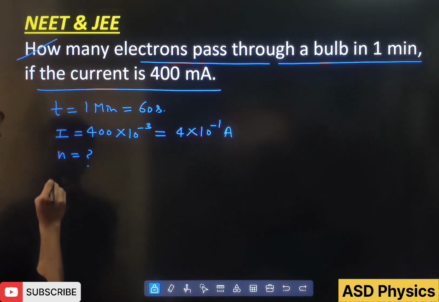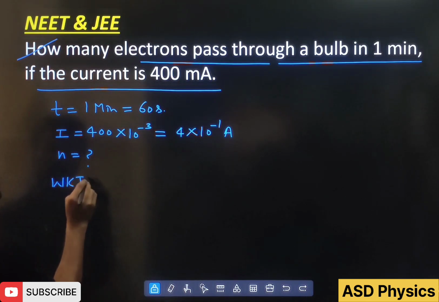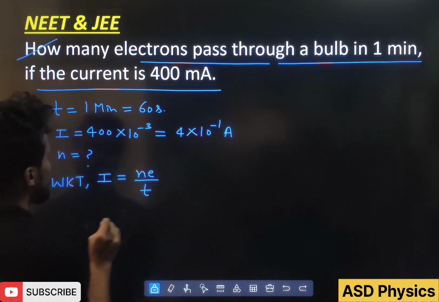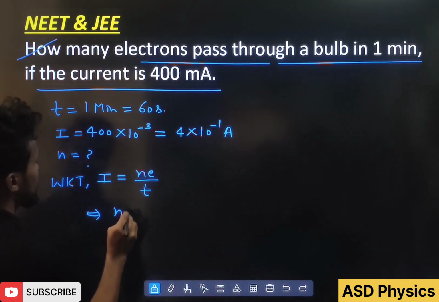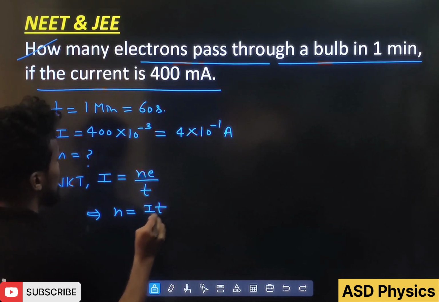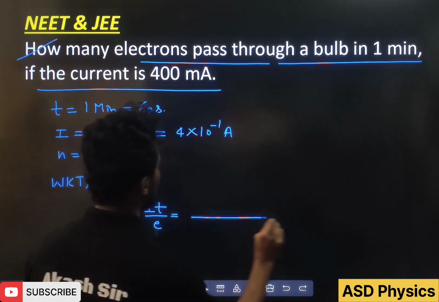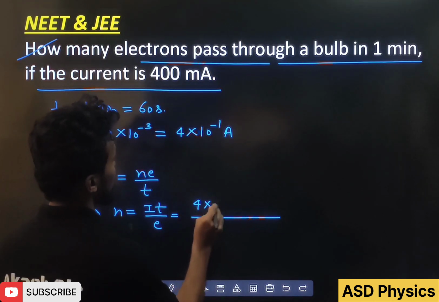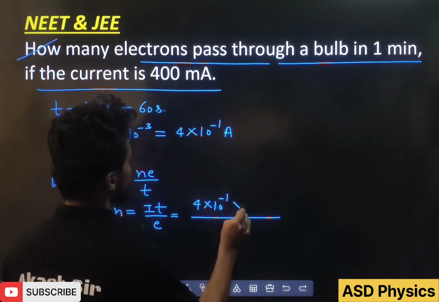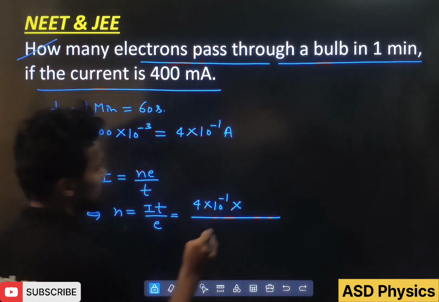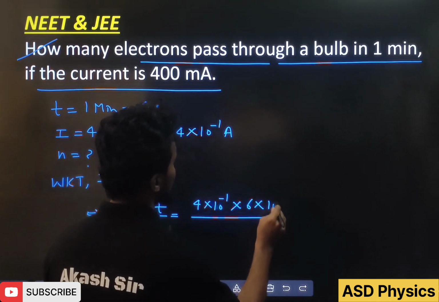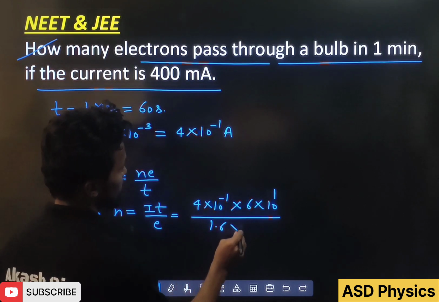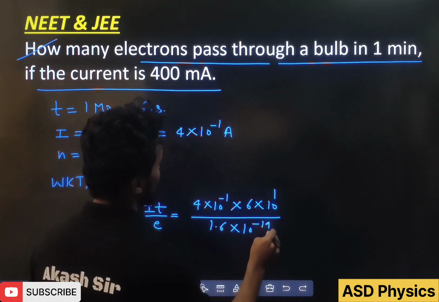Okay, so students, you know very well what formula I have told you, I equal to delta Q by delta T, or we can write here nE by T. So from here we can write n equal to I T by E. Just put here the value. I T, how much is there? You can see very well, 4 into 10 to the power minus 1, into time how much is given here? 6 into 10 to the power 1. So minus 1 plus 1 will cancel out here, and 1.6 into 10 to the power minus 19.